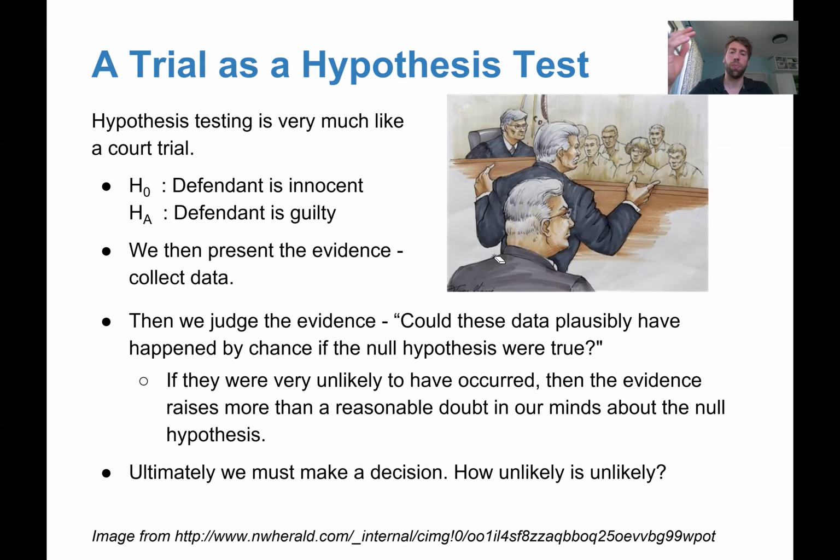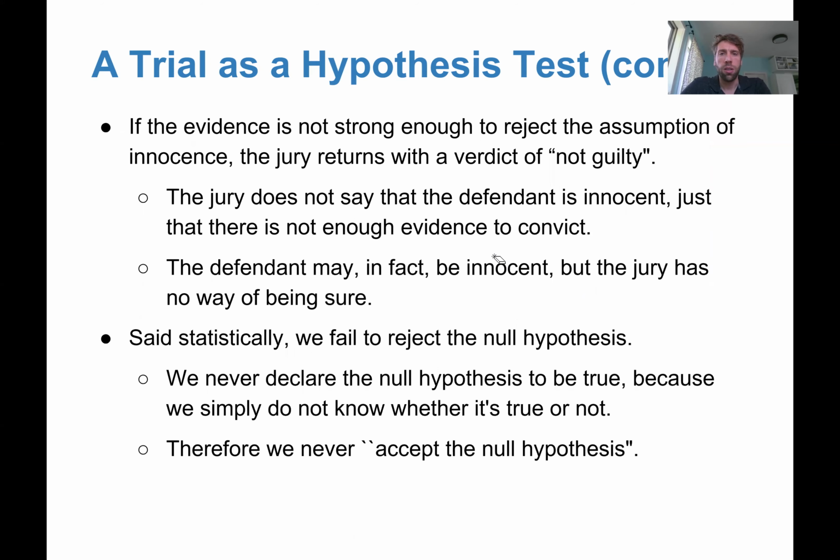So we have to make this decision. In a courtroom, we assume the person's innocent, and then ask how unlikely is it that they had the murder weapon and so on. Well, that's really unlikely, so maybe they're guilty. In our case, we assume nothing's going on, and we ask how unlikely it would be to get results like this. If the evidence is not strong enough to reject the assumption of innocence, the jury returns a verdict of not guilty. Notice in our court system, the official verdict is not innocent. The official verdict is not guilty.